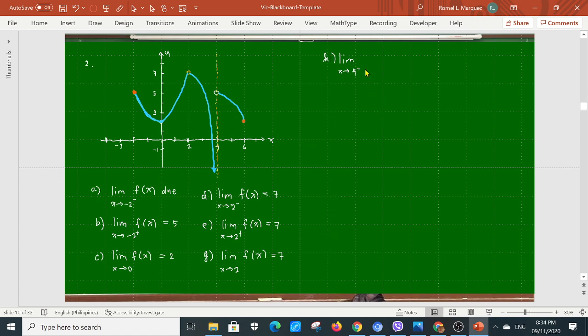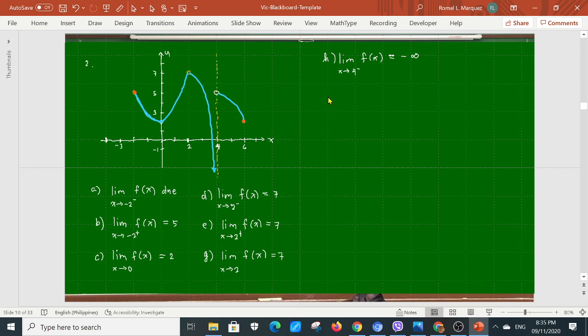Limit as x approaches 4 from the left. What's the value? This is 4. What is the limit? Is there a limit? Does not exist. Limit does not exist. But specifically, ano yun? Going to 4, bumababa. Although, ibig sabihin, in the instruction, you have to write the specific. Although it does not exist, we have to write negative infinity. It means does not exist, but specifically negative infinity.